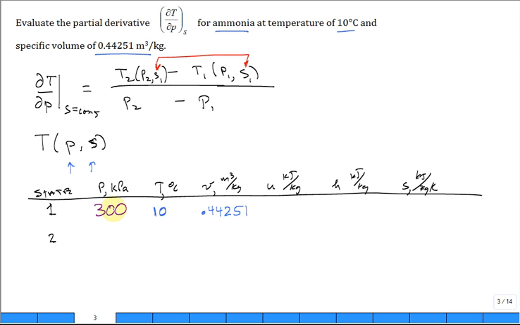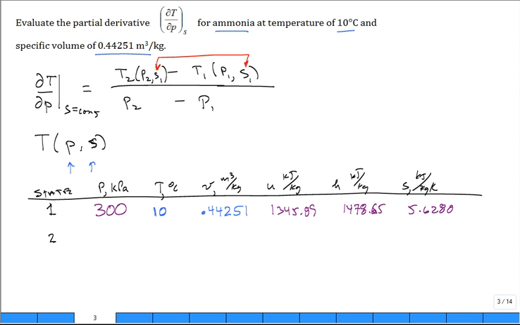You could then look up the value of U. It's right there, 1345.89. It's not needed, but you could look it up. You can look up the enthalpy, and the entropy is 5.6280. If you have your table, you look it up and see what I'm doing, okay?